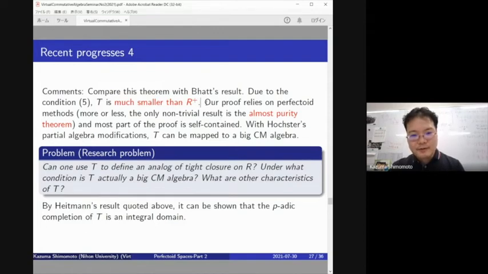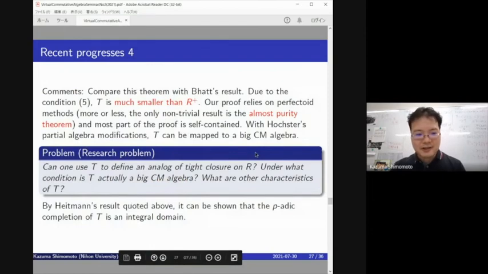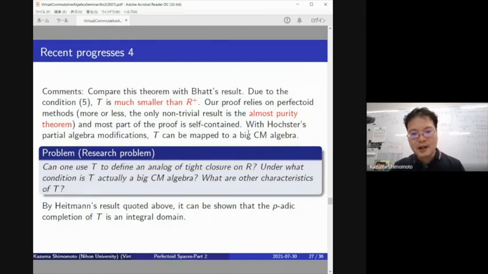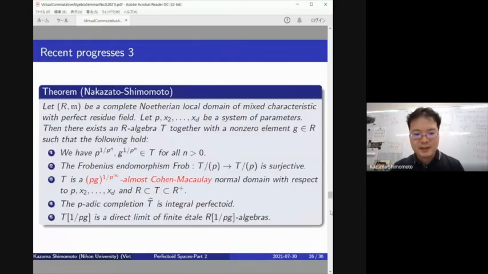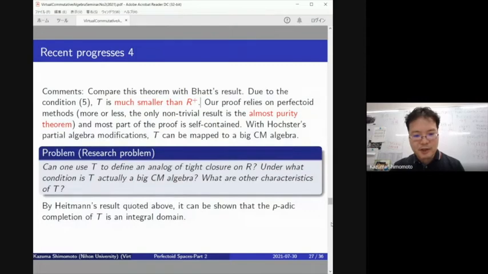However, our proof relies on perfectoid methods. More or less, the only non-trivial result is the almost purity theorem, and most of the proof is self-contained. I hope this is quite elementary. But in any case, if we get this result, the punchline is, again, Hochster's partial algebra modification: T can be mapped to an actual Big Cohen-Macaulay algebra. But still, I don't know what we can say about this T other than just these properties. So maybe this is also a good problem to think about.